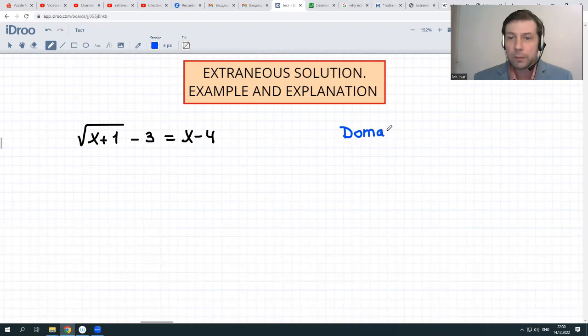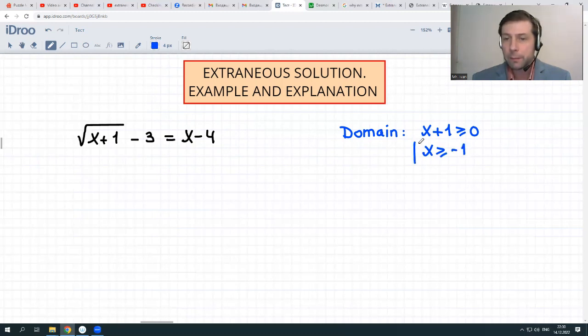Domain means all possible values of x for this expression. The obvious one is that x plus 1 should be greater than or equal to 0. That's fine. And x is greater than or equal to negative 1. That's basically the domain we have by evaluating the square root. This part is quite simple and clear.